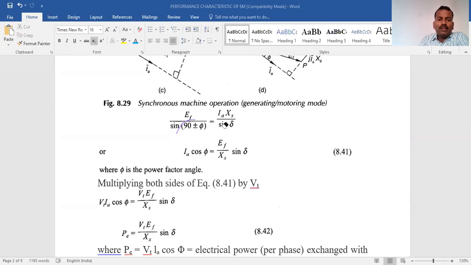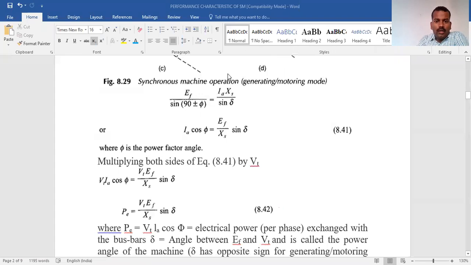Okay, from this relation, you can say IA cos phi. This IA sin(90 + theta) will be simply cos phi. IA cos phi will be simply EF into sin delta by X. This relation has come, where phi is the power factor angle.